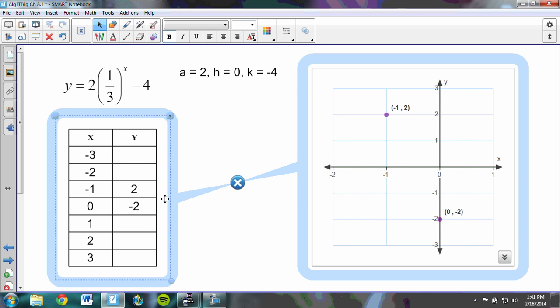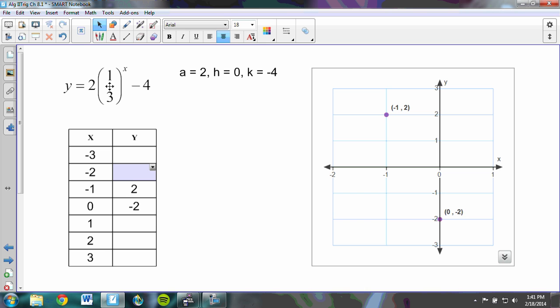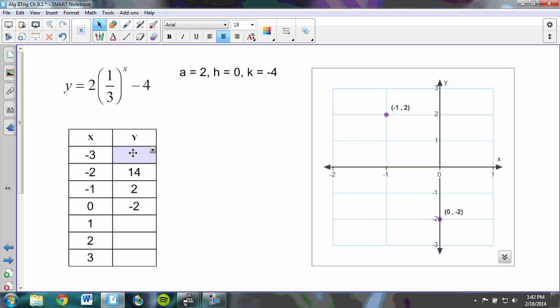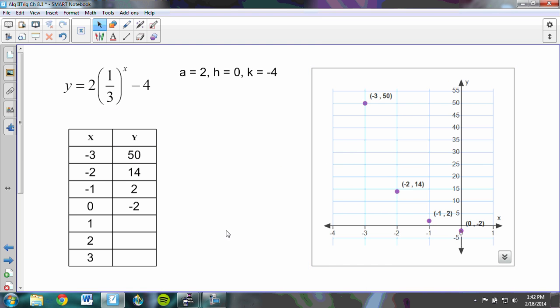Got these so far. To -2, 1/3 to the -2 is 9, because it's 3 squared, so 9, 18, 14. Do 3. 3 to the third is 27, times 2 is 54, minus 4 is 50. So I have this. My graph's getting very large very quickly, which happens.